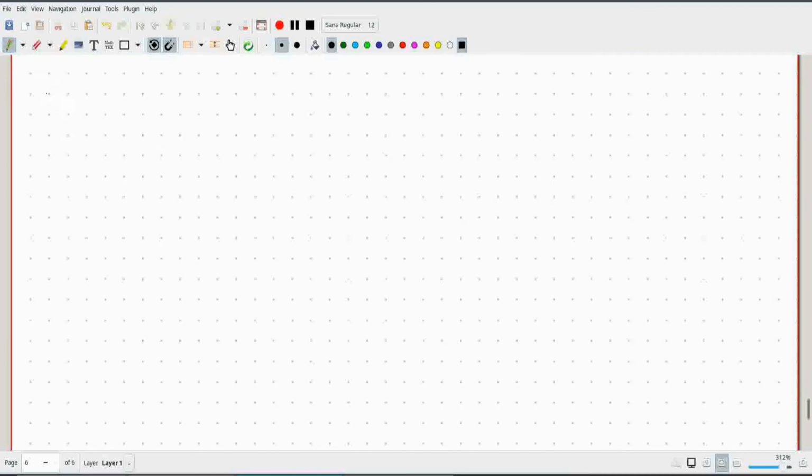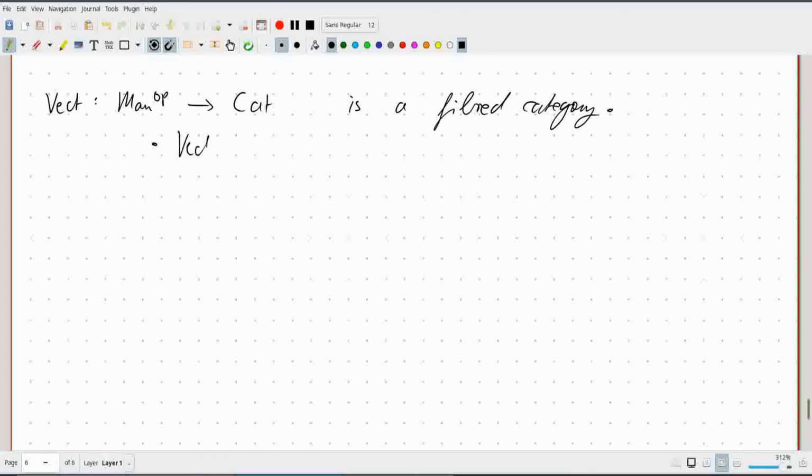So now I'm claiming Vect, going from the opposite category of manifolds to small categories, is a fibered category. So we need to establish that firstly it gives us categories, secondly it gives us functors, thirdly there are two natural transformations that make all of this work. So firstly, Vect M is a category for any manifold M. Yes, we have already seen that.